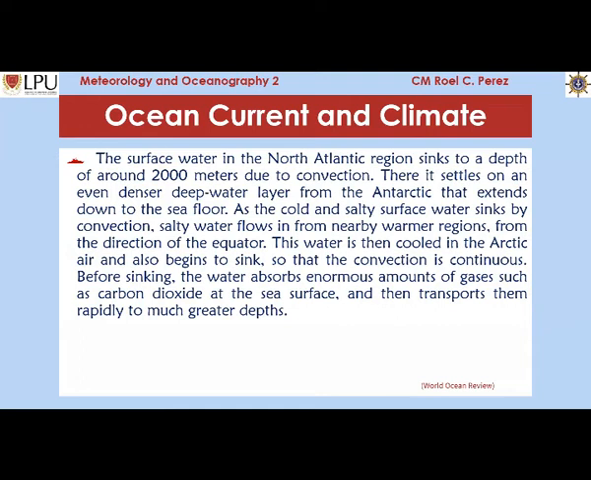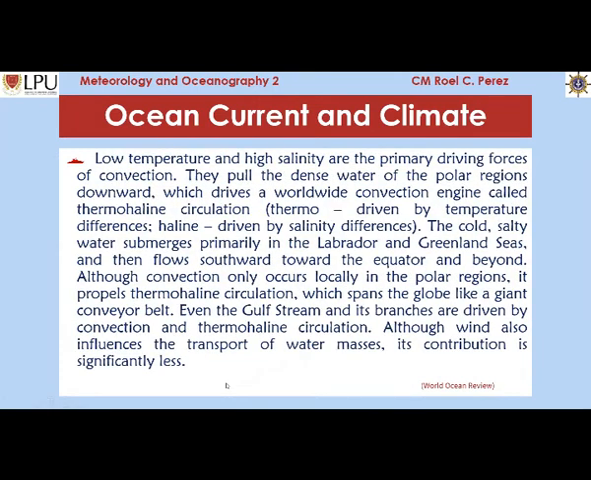Before sinking, the water absorbs enormous amounts of gases such as carbon dioxide at the sea surface and then transports them rapidly to much greater depths. Low temperature and high salinity are the primary driving forces of convection. They pull the dense water of the polar regions downward, which drives a worldwide convection engine called thermohaline circulation.